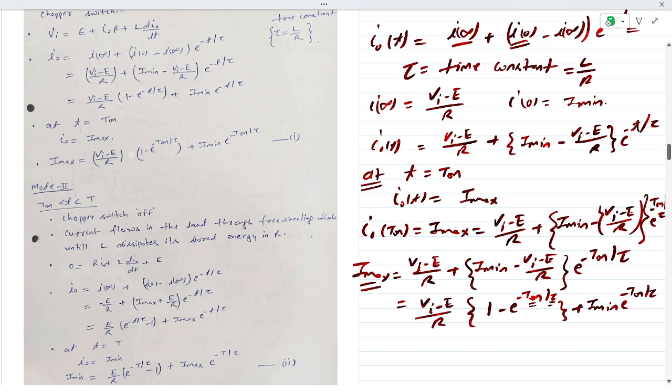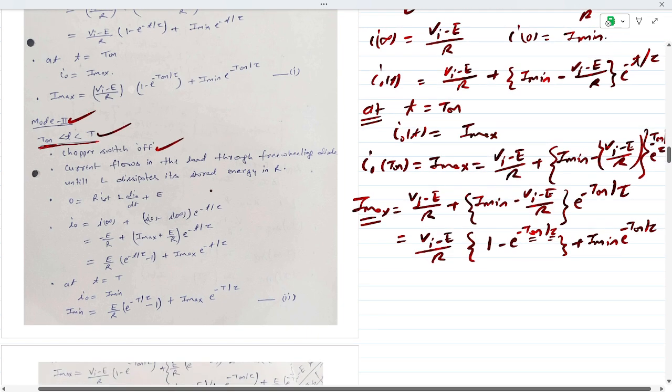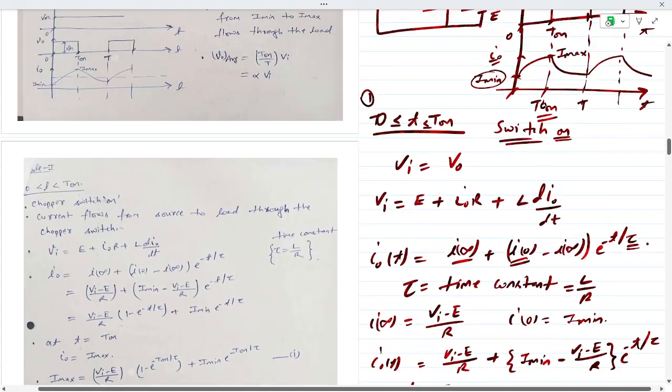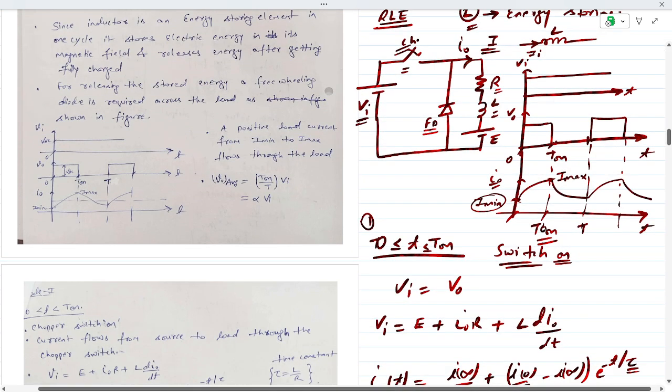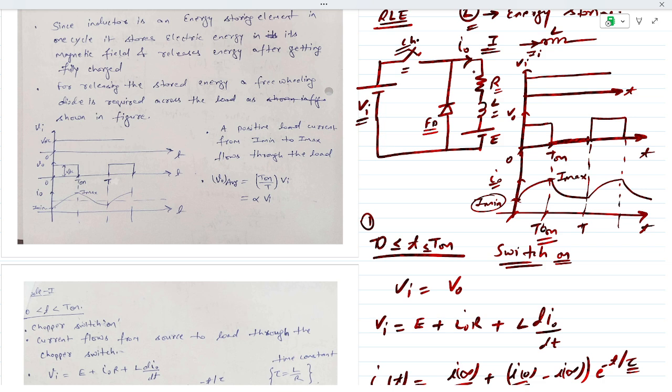And similarly, in case of mode 2, the time is from t on to capital T, and in this case the chopper is off. So the current flows through the freewheeling diode, because we have seen here, in this period now no input voltage is there. So the current will flow by the energy stored in the inductor. That energy will contribute to maintain the continuity of current in the load, and it will maintain the property of L also. That current will flow through this freewheeling diode, and when this freewheeling diode works, a direct short circuit appears across the load terminal.